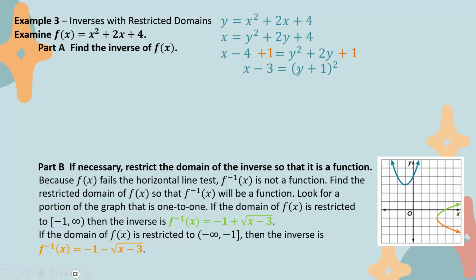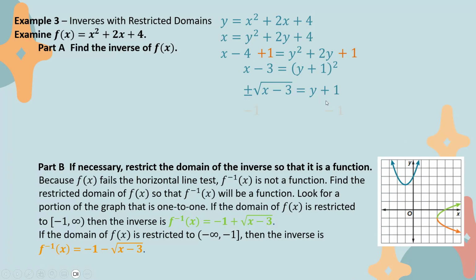Now we're trying to isolate y, so to get rid of this square power, I take the square root of both sides. When we take the square root of both sides, we have to remember plus or minus. So really we're getting two answers over here. That's why you can see two different functions graphed down here.